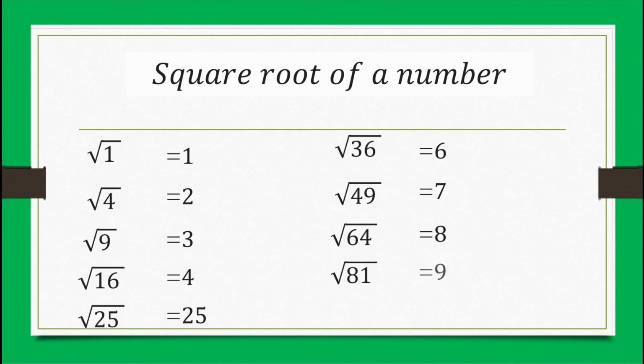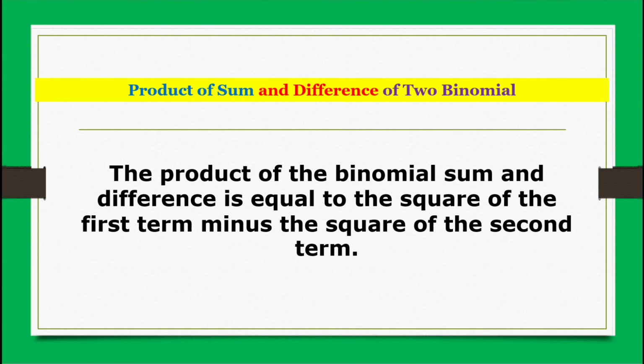Now, you already know the difference between the square of a number and the square root of a number. Now, let's proceed to product of sum and difference of two binomial. But what is product of sum and difference of two binomial? The product of binomial and sum difference is equals to the square of the first term minus the square of the second term.